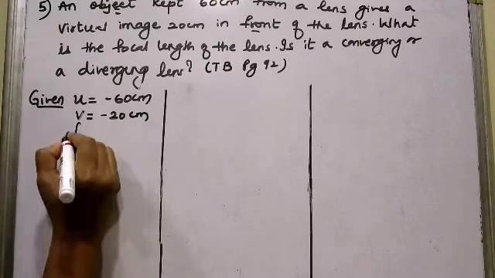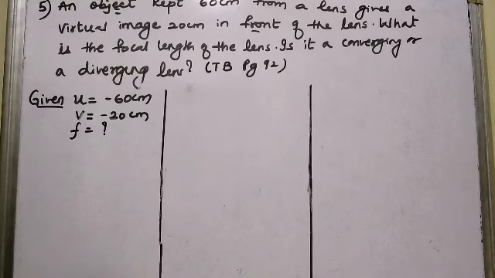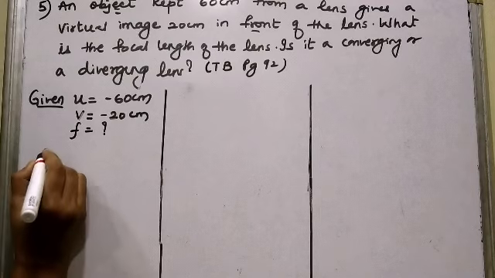What is the focal length of the lens? f is equal to question mark. And is it a converging lens or a diverging lens? If f is positive, it is a converging lens or a convex lens. If f is negative, it is a diverging lens or a concave lens. So the value of f, whether positive or negative, will decide whether the lens is converging or diverging. So let us apply the lens formula.